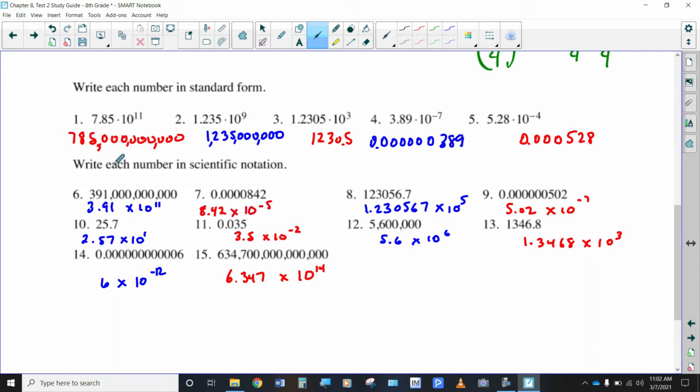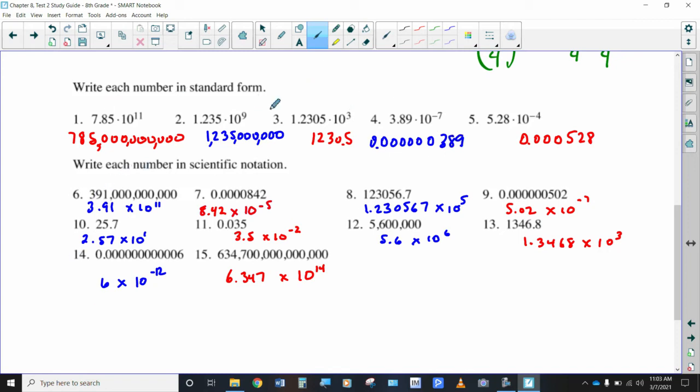Okay, so I'm now telling you about shortcuts. You should understand the basics of how this works, and you're ready for the shortcut. If it's to a positive power, it's going to be more than 1, so you move your decimal to the right. If it's to a negative power, it's going to be less than 1, so you move your decimal to the left this number of places.